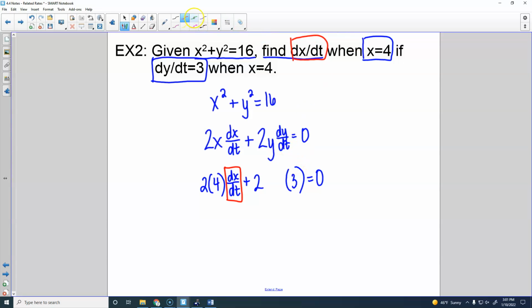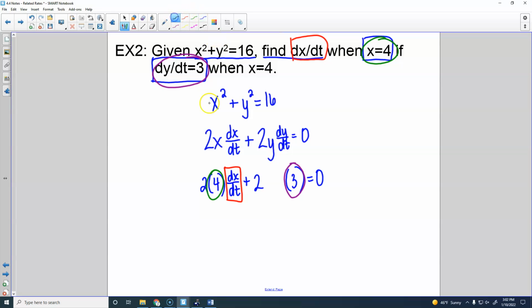I just plugged in the 4 went right here, and the 3 went right here. But I need the y, so that's why I left that space right there. It is not 16. I think I might have heard somebody say what it was. It's 0. How do we know it's 0?